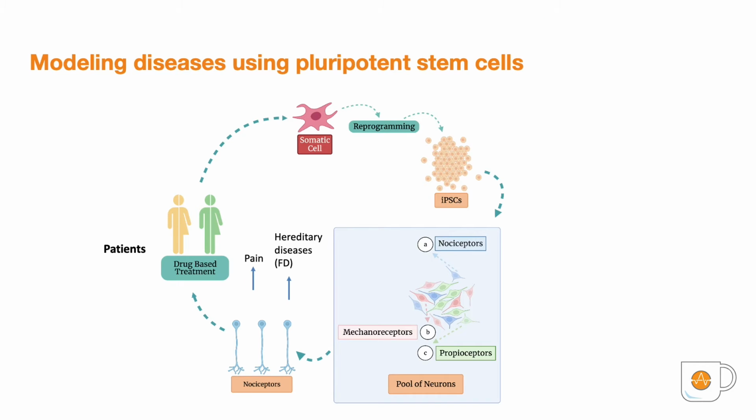The induced pluripotent stem cell technology is a powerful tool to study the peripheral nervous system. In this system, we can isolate somatic cells from patients and reprogram them into iPS cells. We can then differentiate these iPS cells into a pool of sensory neurons that comprises all three subtypes, or we can isolate each subtype. For example, we can isolate nociceptors to study pain or hereditary diseases such as FD. Then, using this platform, we can identify potential drugs which could be used as a treatment for patients.